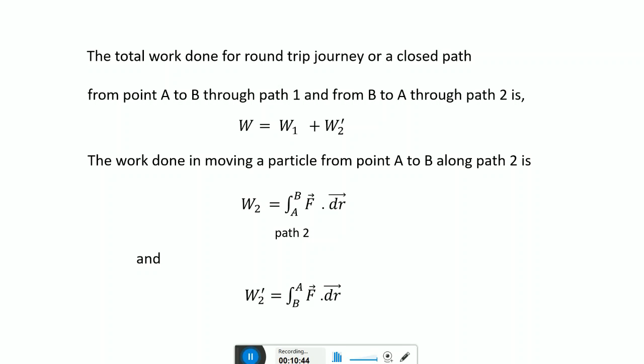When we observe these two values, we can write W2 dash is equal to minus W2, because in the case of W2 the integration is from A to B, and in the case of W2 dash the integration is from B to A. Only the limits are interchanged.